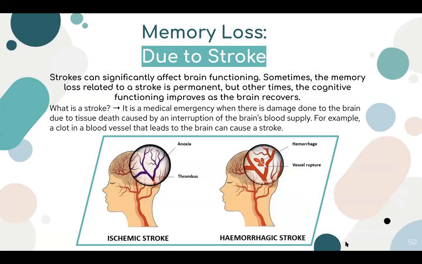The sixth cause is due to a stroke. Strokes can significantly affect our brain functioning. Sometimes the memory loss related to a stroke is permanent, but other times the cognitive functioning improves as the brain recovers. Now, what is a stroke?